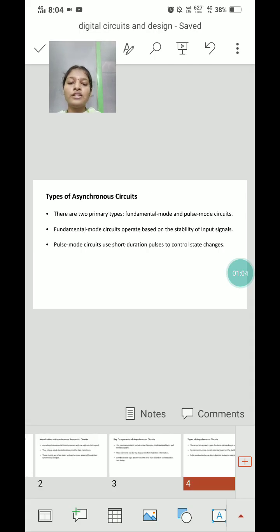Types of asynchronous circuits. There are two primary types: fundamental mode and pulse mode circuits. Fundamental mode circuits operate based on the stability of input signals, whereas pulse mode circuits use short duration pulses to control state changes.